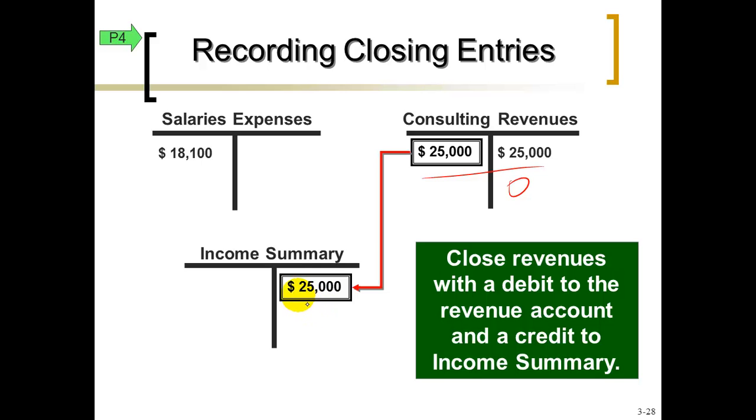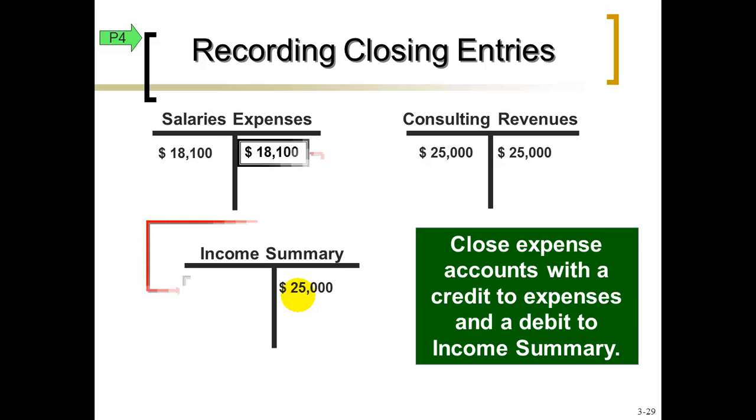The next step is to close out the debit balance in the expenses. And here's something we've never seen before. Reducing an expense with a credit. This is our closing entry number 2. At the same time, we're debiting that new income summary account.